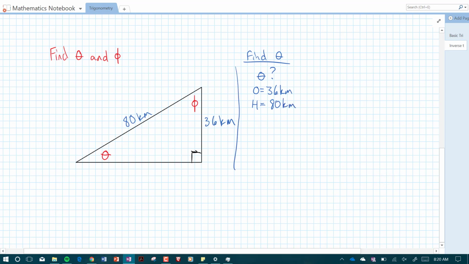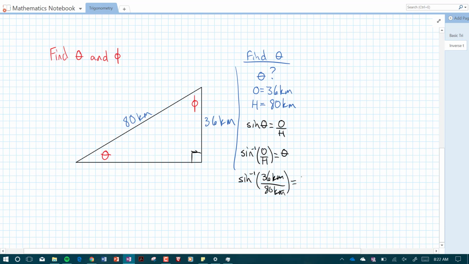So if we set up our regular trig function, opposite and hypotenuse, so SOH, that's going to be a sine function. We would write it as sine of theta is equal to O over H. However, that doesn't let us solve for theta. We need to use the inverse function, which will switch our inputs and outputs. We get inverse sine of O over H is equal to theta. Then we just plug in our numbers. It's going to be inverse sine of 36 kilometers divided by 80 kilometers.